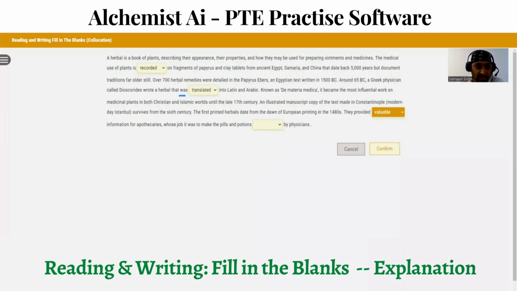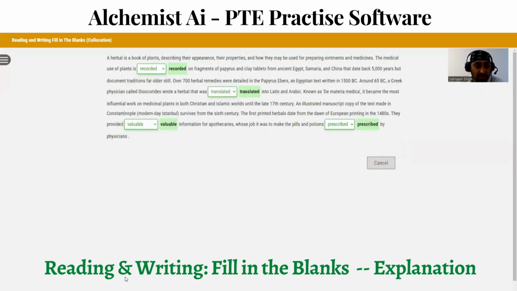Whose job was to make the pills and potion dash by. Okay, this is very interesting again. Now, what do you need to use if you see a blank before the word by? Usually the answer should end with ed or be a verb in the third form. Is it clear? So this is usually what it is. So let's have a look at this and let's assume what is the answer to this blank. Everything is with ed. So they were not consumed by physicians. Physicians don't consume their own medicines. Medicines are not created by the physicians. They are prescribed by the physician. So I'll go with that.